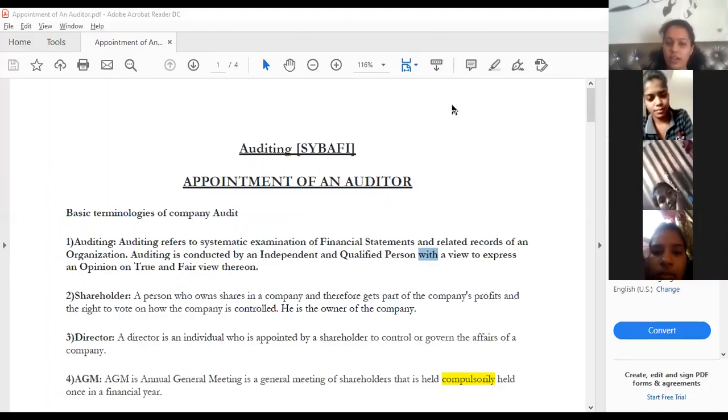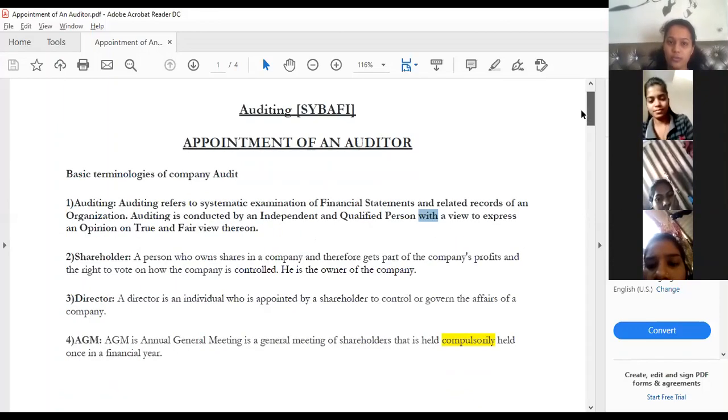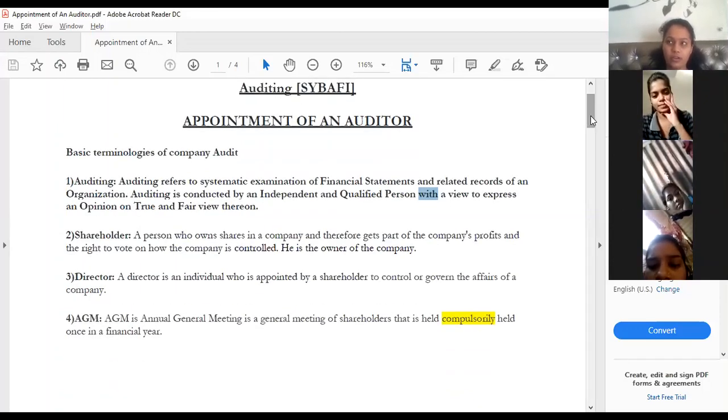So good afternoon, everyone. We'll be starting our topic for today, that is appointment of an auditor. Before we start, let us understand a few basic terminologies that are to be understood before we go ahead regarding appointment of an auditor.